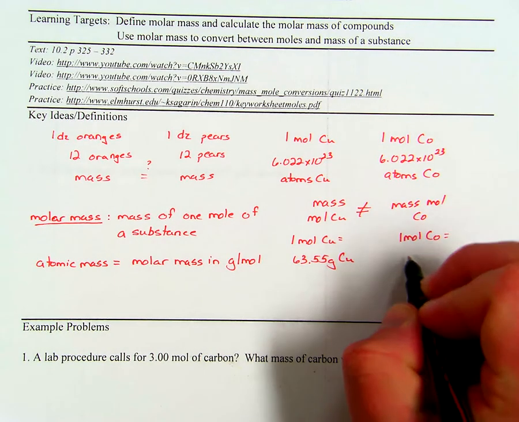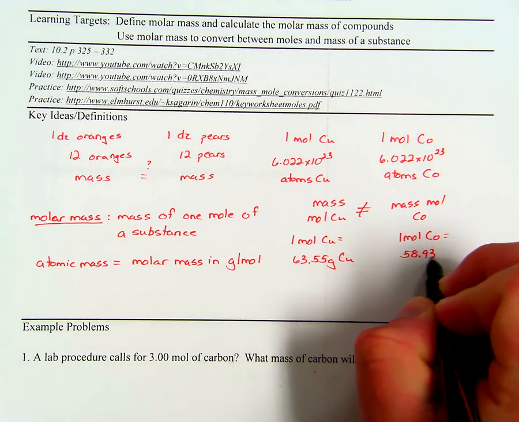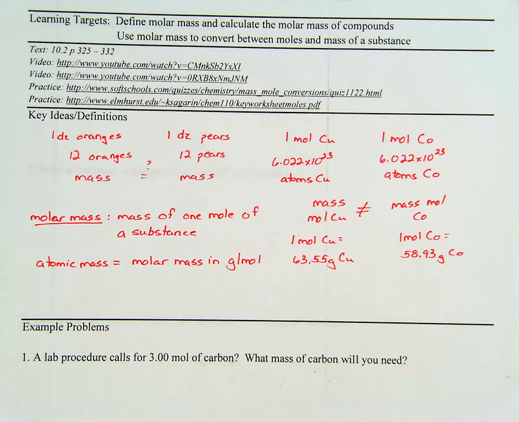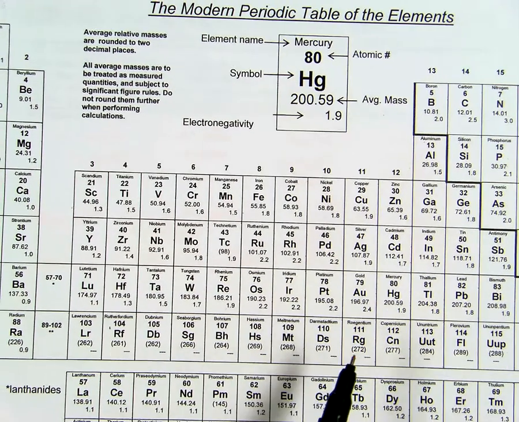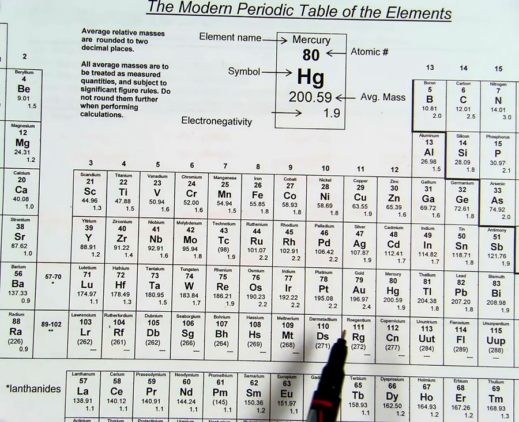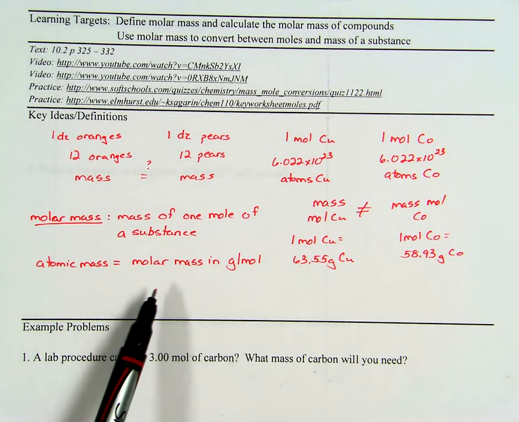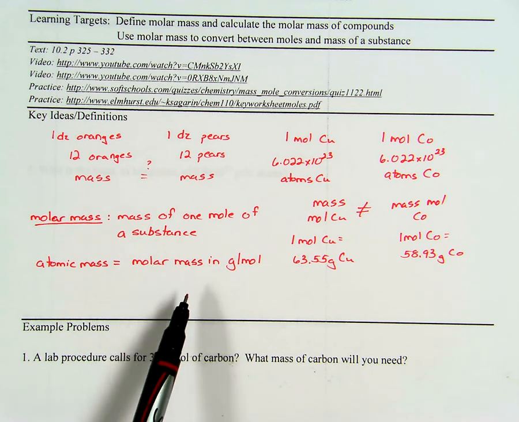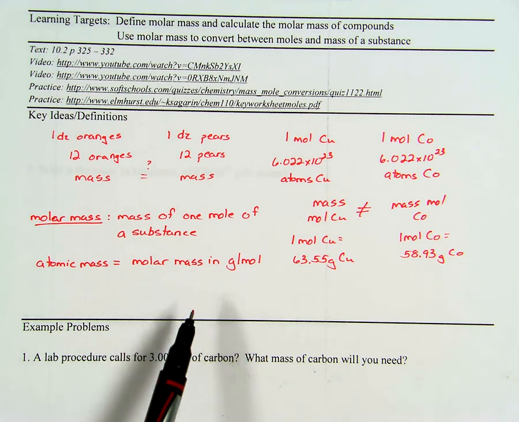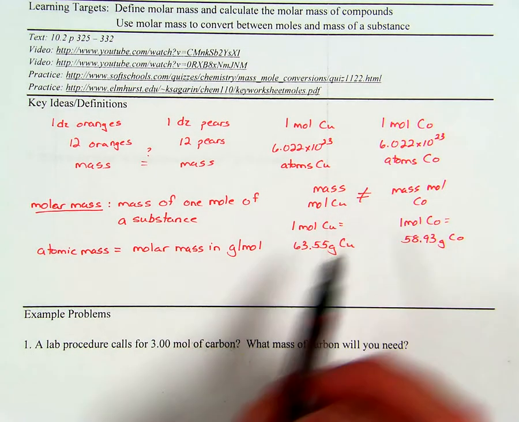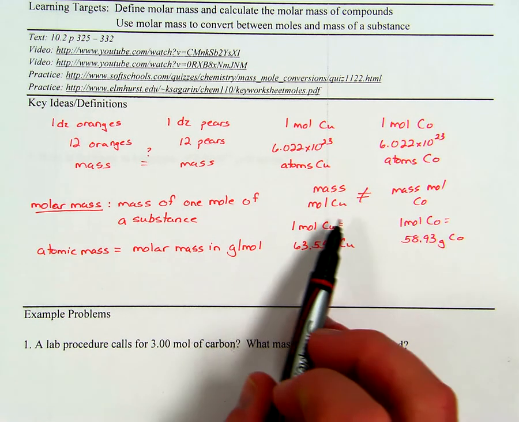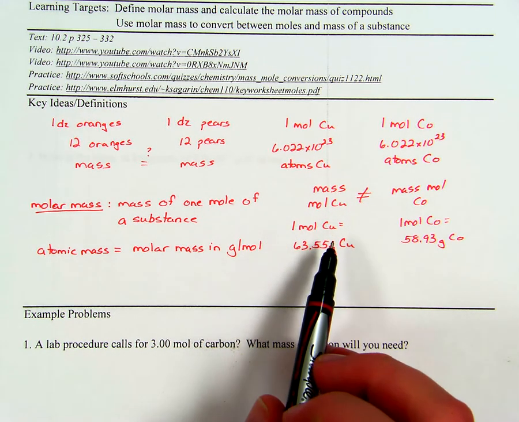1 mole of cobalt equals 58.93 grams of cobalt. So we can see here that the atomic mass is different for every element, so every element has a different molar mass. The reason it works this way, as far as the atomic mass equaling the molar mass, is that, if you remember, the mole was defined relative to carbon-12, as was the atomic mass unit. Alright, so what we want to do then is look up molar masses on the periodic table and use those as conversion factors.